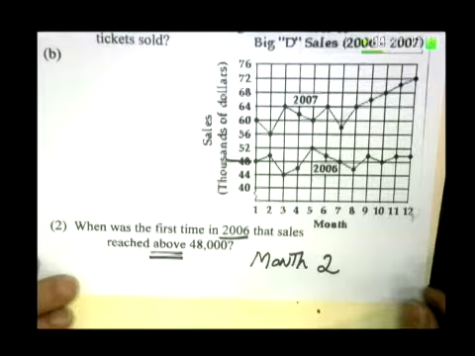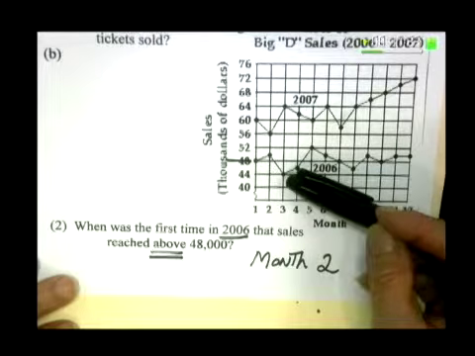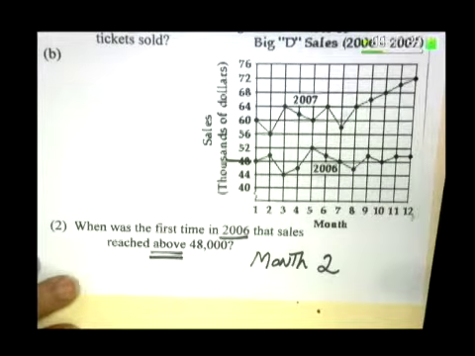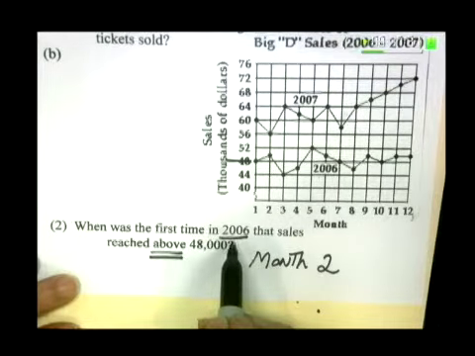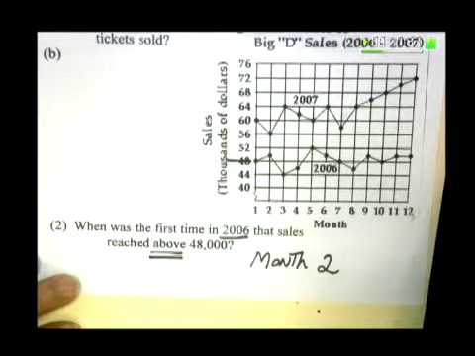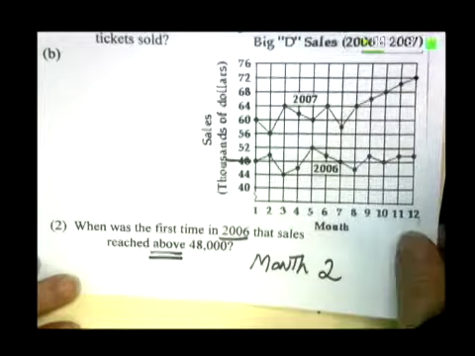Okay? If the question said, what is the first month that the sales were below 48,000? Then the answer, of course, would be month 3. Okay? So the key here is the word above, and you have to make sure you're on the right line graph. And again, read the labels. That's going to help you out. Okay?